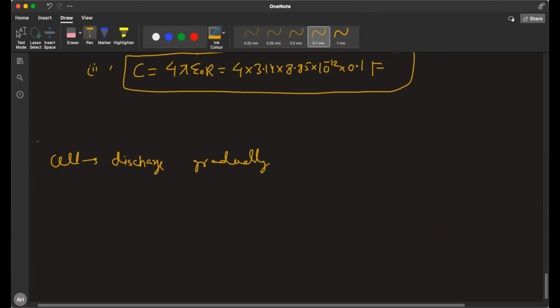During charging, both cell and capacitor behave in the same way. The difference is in the discharging. When a cell discharges, it discharges gradually. Means if you connect a device to a cell, like if you connect a bulb to a cell, then that bulb will have a constant glow, right? This bulb will have a fixed, constant glow. It will dissipate a constant power. Power dissipation will be constant.